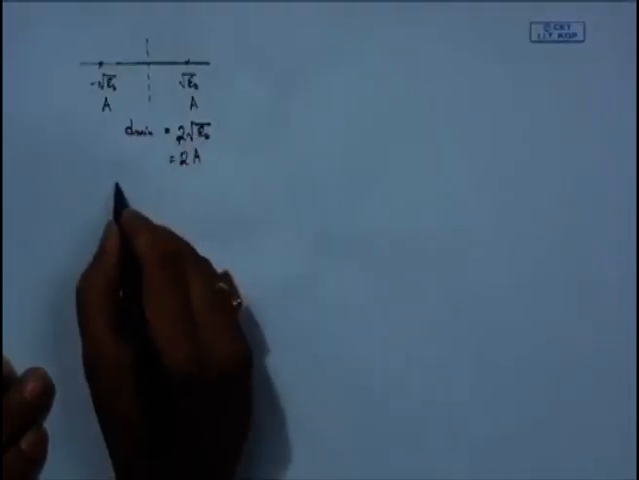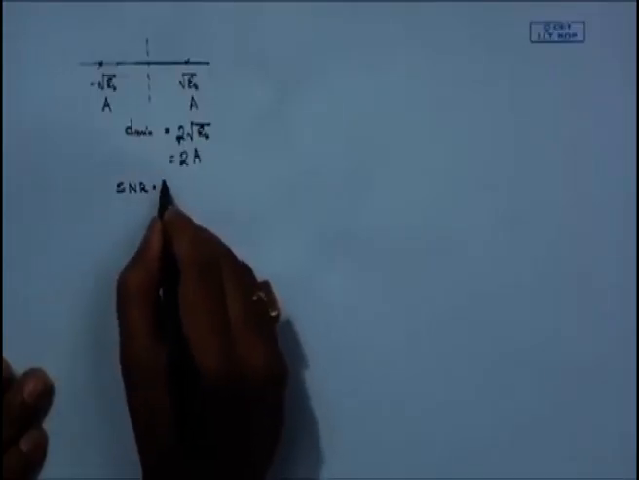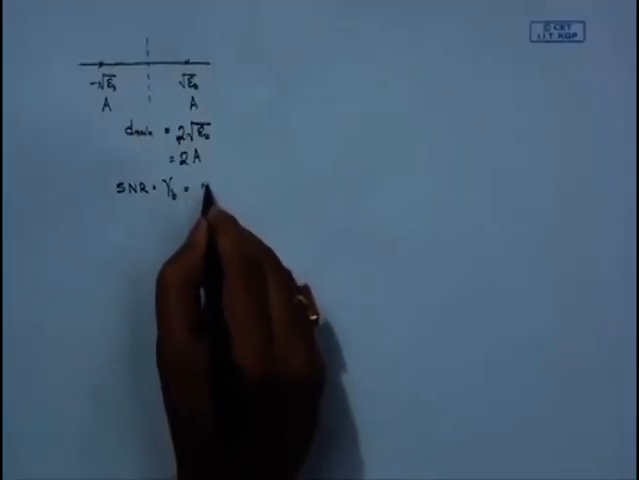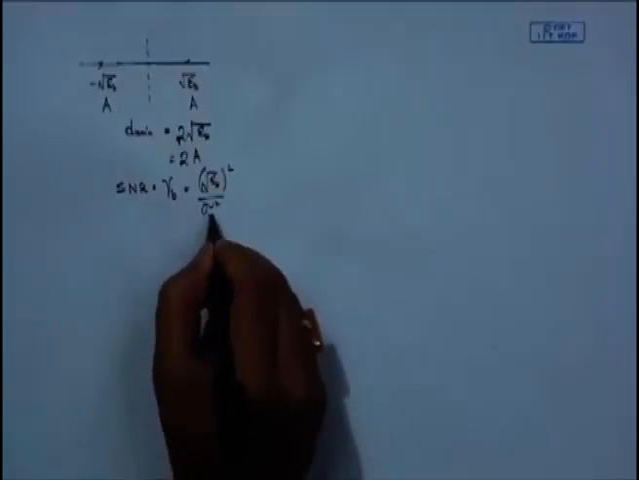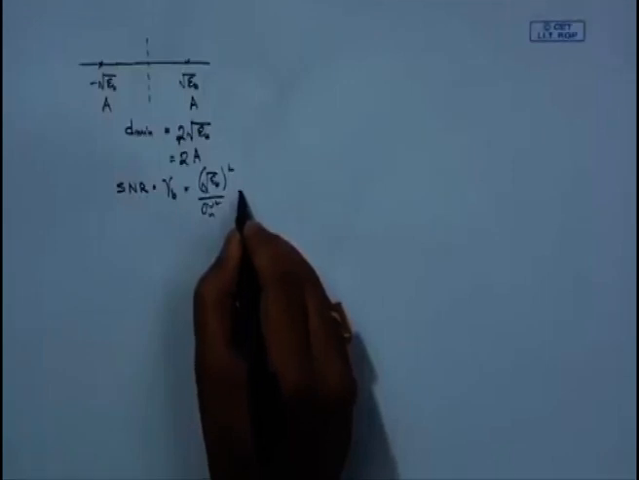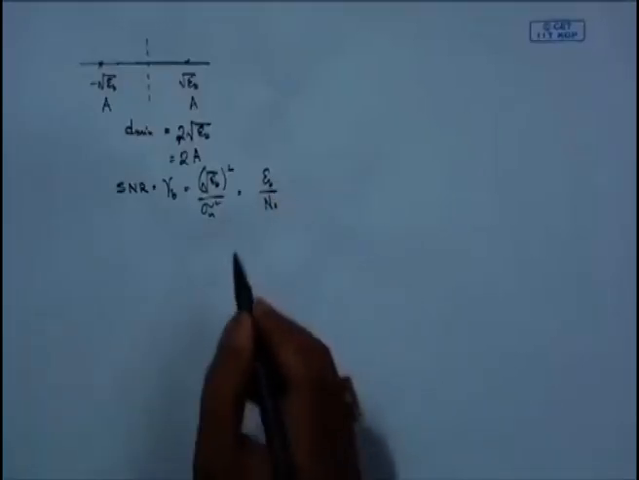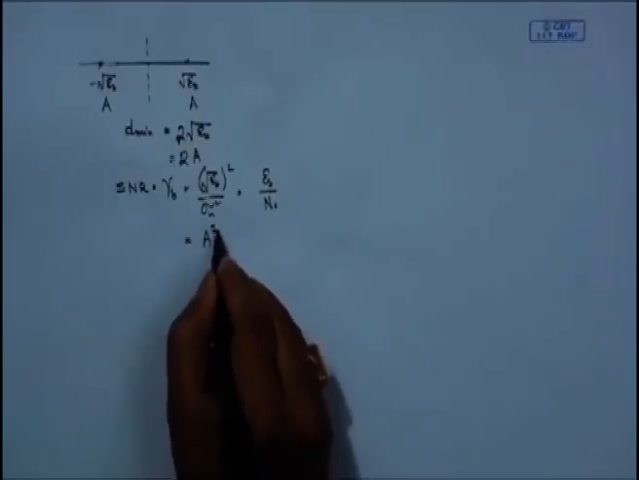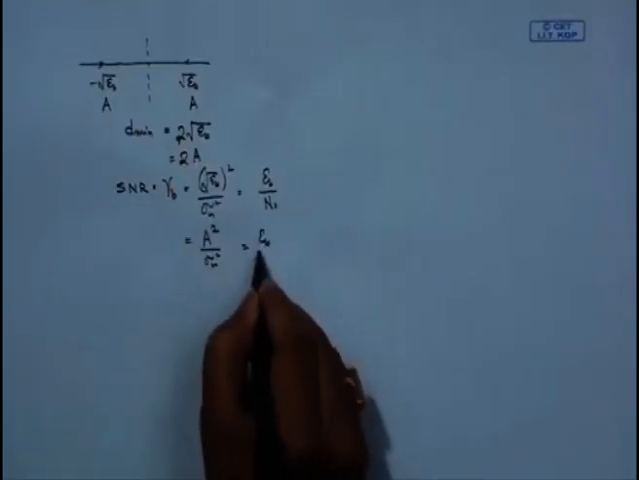And for this case, if we were to write the expression of SNR, signal to noise ratio, for BPSK it is gamma b, that is SNR per bit. This is equal to square root of Eb, that is this value, squared, divided by sigma squared n, which is the noise variance, and this is basically Eb by N naught. This is the expression which we are more used to. Now this is equal to A squared, because root Eb is A, divided by sigma squared n, which is equal to Eb by N naught.